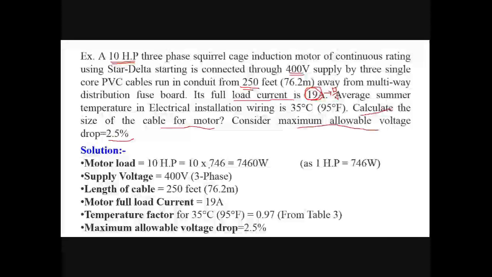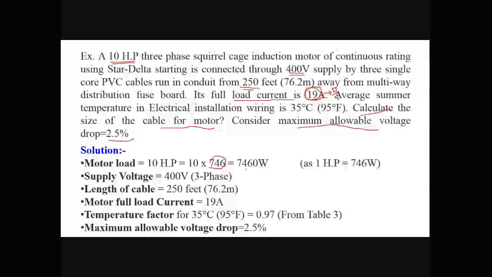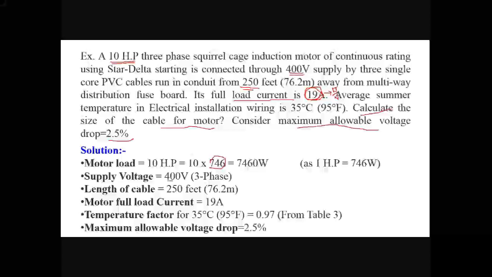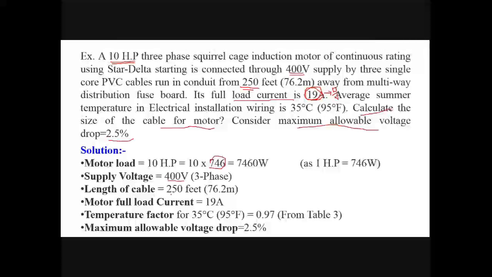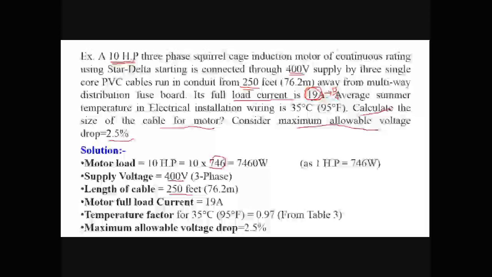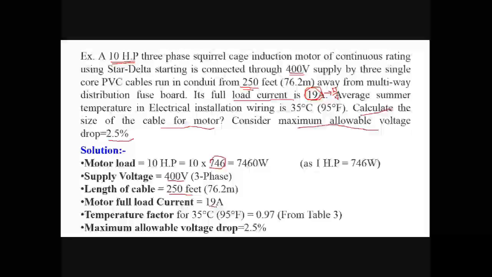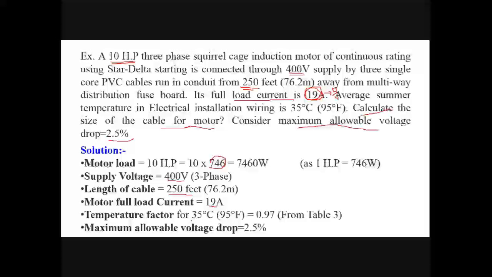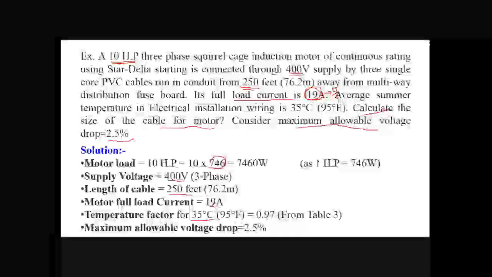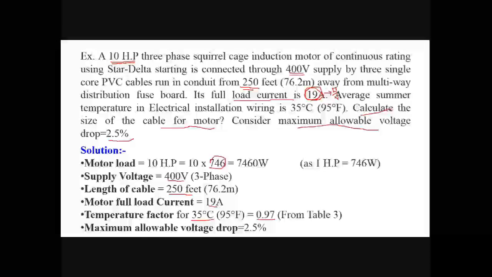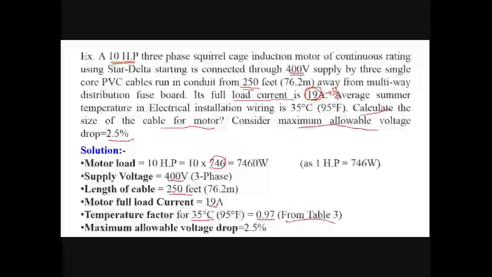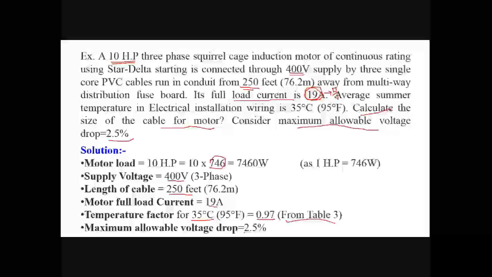Yes. Now try to write the given quantities. 10 horsepower, 10 into 746, that is 7460. 400 volt is the supply voltage. Length of cable is 250 feet. Motor full load current is 19 ampere. And for the temperature factor at 35 degrees Celsius, they have given the value 0.97, but this value is from the table. And maximum allowable voltage drop is 2.5%.